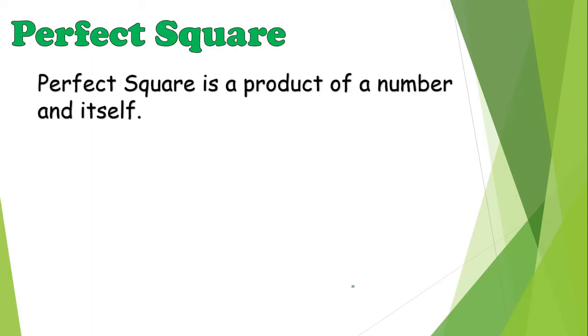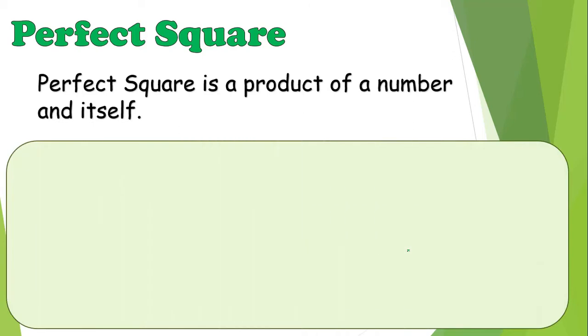So what do we mean by perfect square? So nagbigay tayo ng example ng perfect square like 16 and 4. Pero ano nga ba siya at paano natin siya malalaman? So perfect square is a product of a number and itself. So we have here the examples.